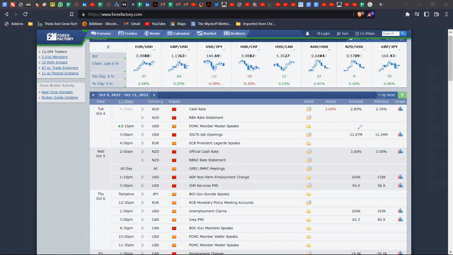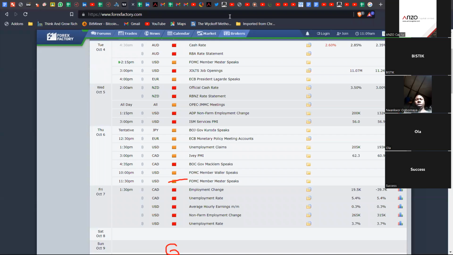If it comes out worse than expected, then we'll see the USD struggle. We'll look at the EUR/USD and also gold in relation to this a bit. Also, we have some high impact news like the official cash rate statement from the NZD tomorrow, Wednesday. We also have the non-farm employment change on Wednesday, and also the employment change from the CAD. Those are some metrics that would likely have a lot of impact.